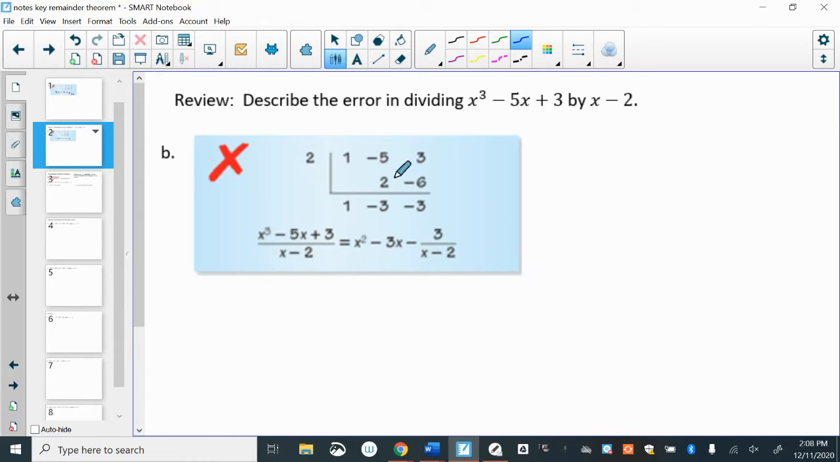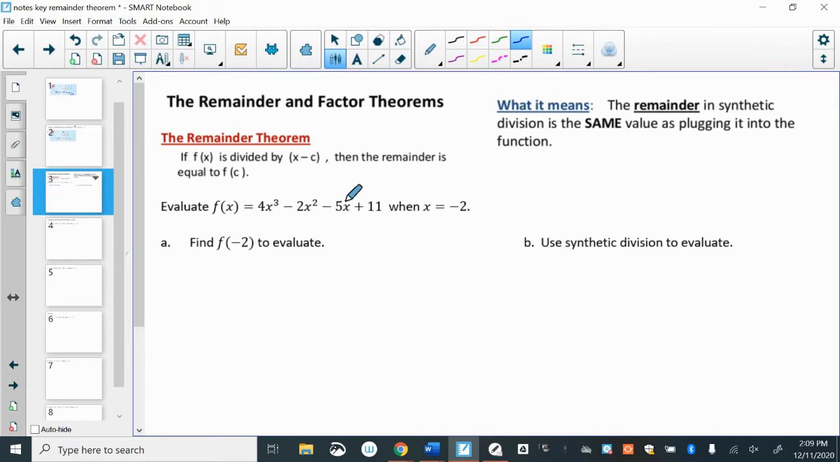For this problem here, they're missing the x squared term, so they forgot to put the 0 as a placeholder. But for the remainder theorem, basically what it says is, if f of x is divided by x minus c, where c is some number, then the remainder is equal to the evaluation of f of c. So what that means in real words is the remainder in synthetic division is the same value as plugging it into the function. So let's just try and see what happens.